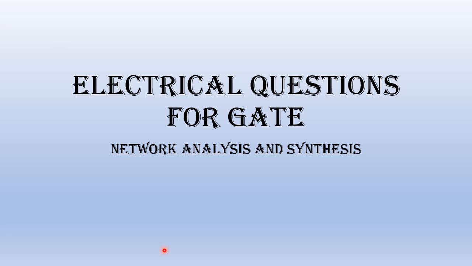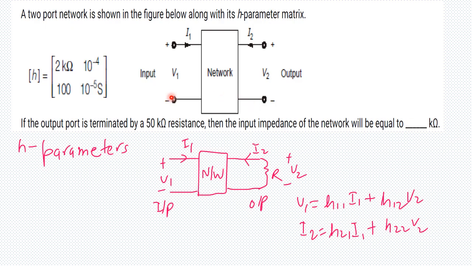Hello friends, welcome again. Today we'll be solving a problem related to H parameters. The H parameter matrix is given to us for this two-port network, and we have been asked to calculate the input impedance of the network when a 50 ohm resistance is connected at the output terminals.